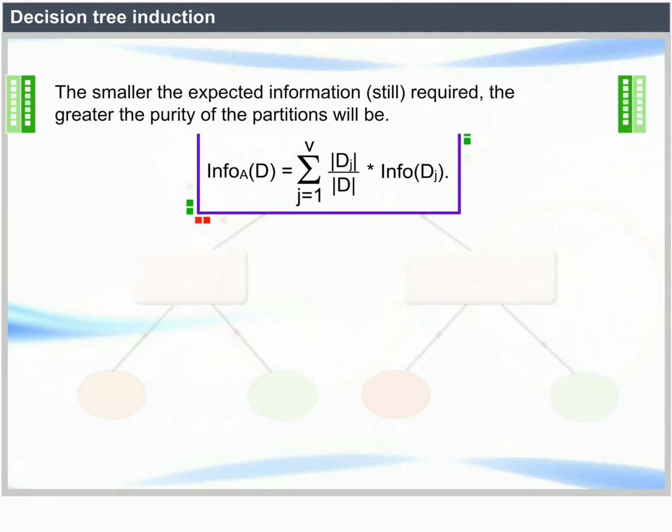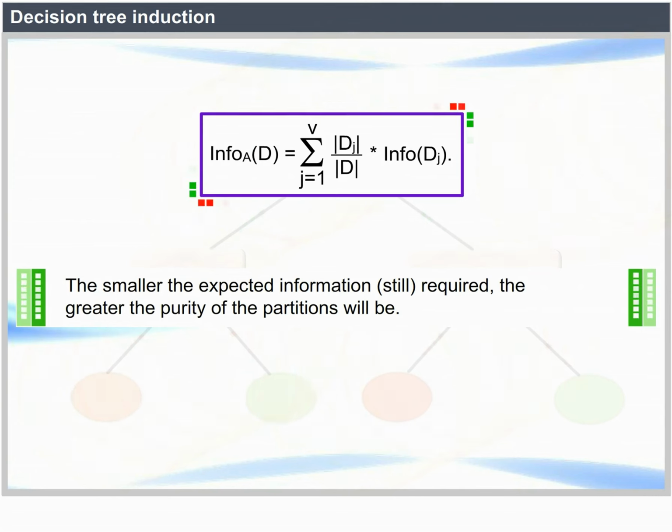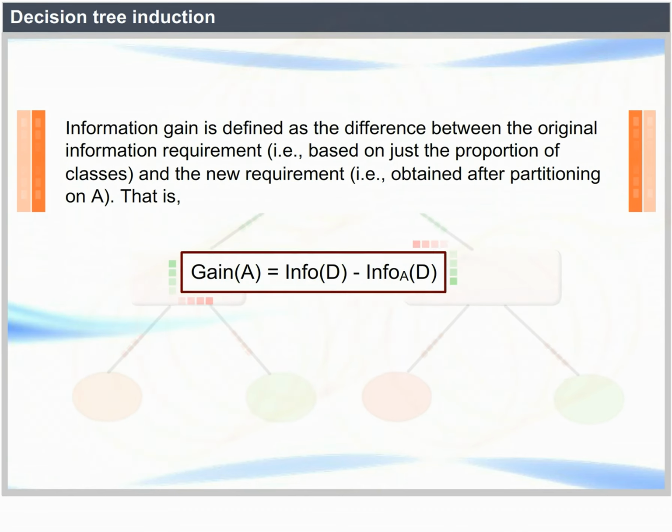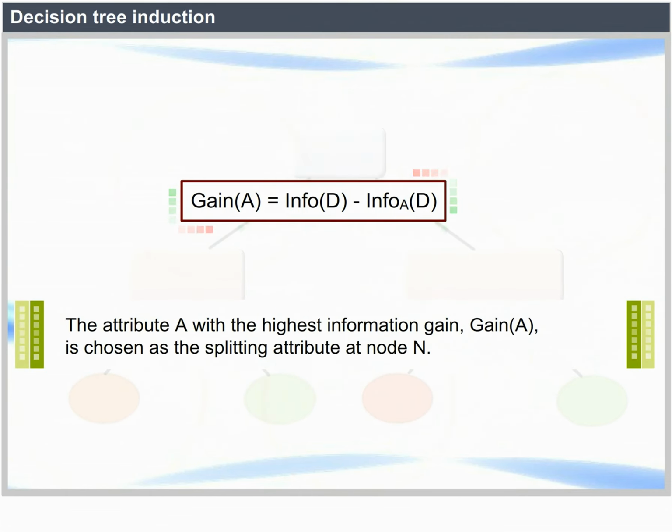The smaller the expected information still required, the greater the purity of the partitions. Information gain is defined as the difference between the original information requirement, that is, based on just the proportion of classes, and the new requirement, that is, obtained after partitioning on A. That is, Gain(A) equals Info(D) minus Info_A(D). The attribute A with the highest information gain, Gain(A), is chosen as the splitting attribute at node n.